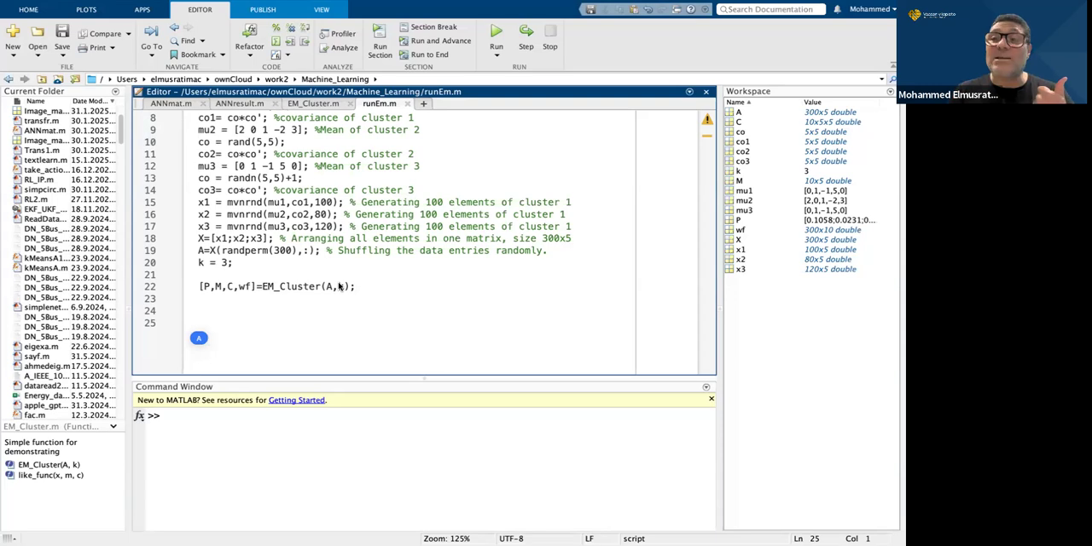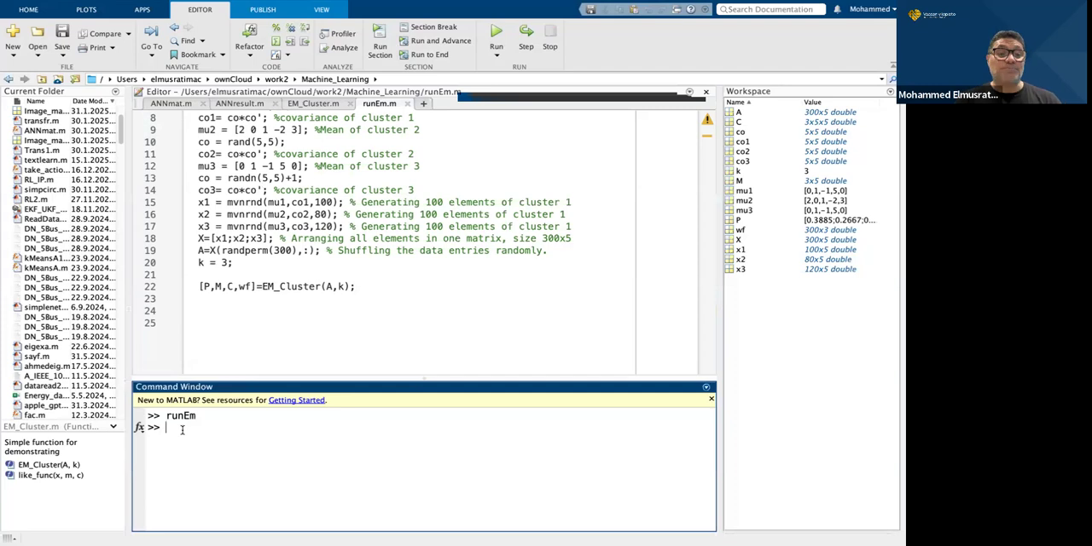Okay, and I don't have any labels. I didn't mention that this entry belongs to that label. I want the algorithm to find by itself how to cluster every cluster together. Okay, so I will just run this code. As you can see, I will run it. Okay, now it is done.